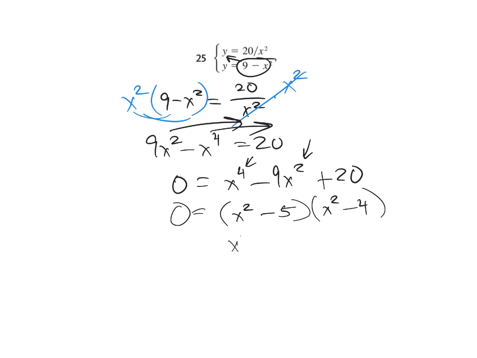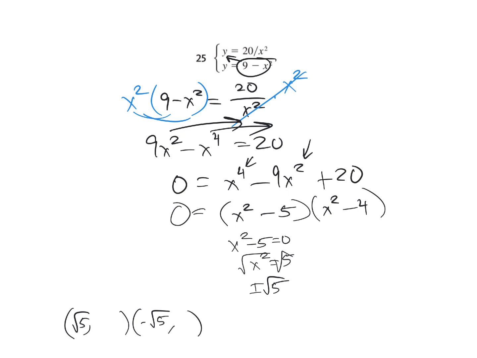So x squared minus 5 is equal to 0. So we solve that, and we get plus or minus the square root of 5. So we get positive square root of 5, the negative square root of 5, and also x squared minus 4 equals 0. Take the square root, and you get plus or minus 2. So positive 2 and negative 2. So you got 4 possibilities for x's. Now we got to get the y's.